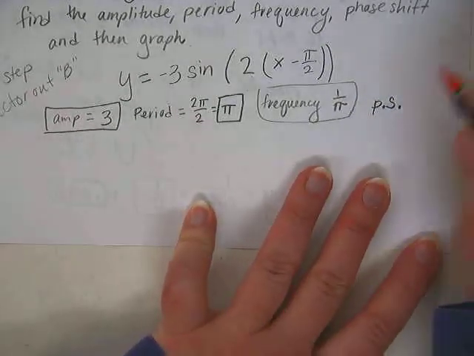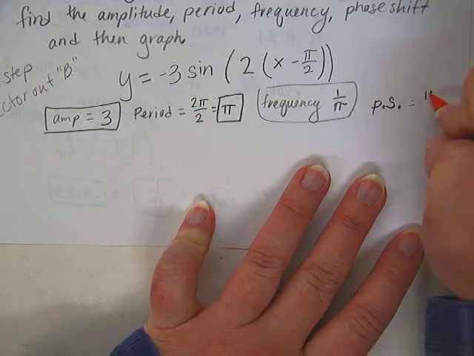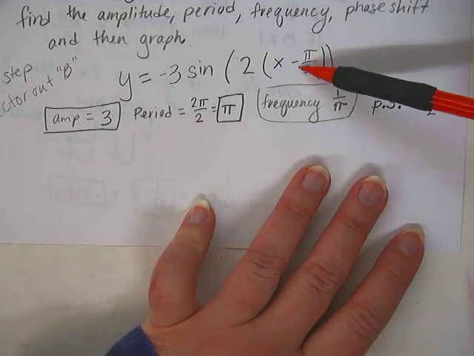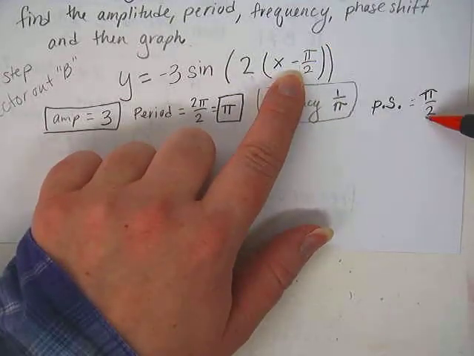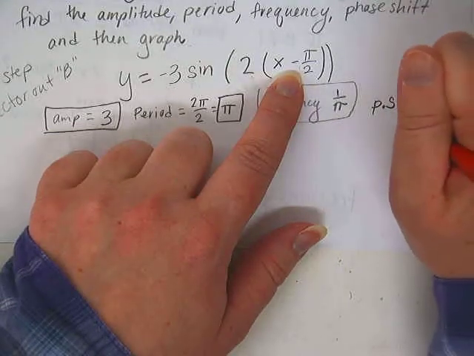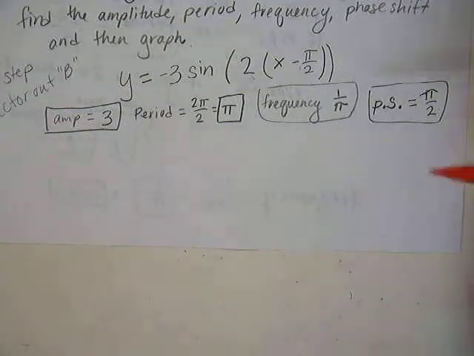Phase shift is sometimes abbreviated PS. So phase shift is what? The positive pi halves would be a good way of describing that, because if it's positive, that means we're moving it to the right. Whereas if this had been a plus, then how would we describe the phase shift? Negative pi halves, because that tells us we're moving it to the left.